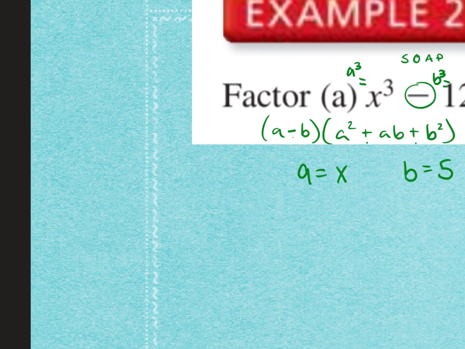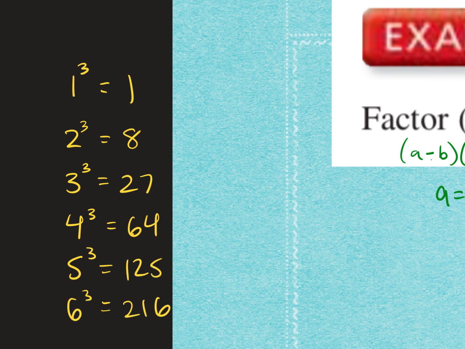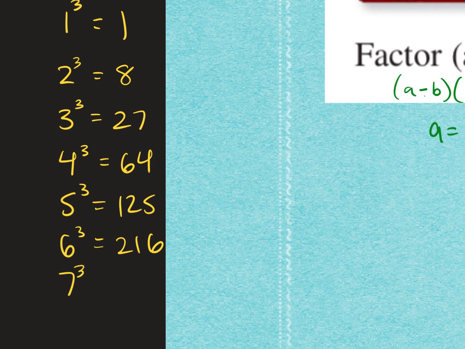So some common cubes, I'll write those on the side over here because we'll see them again and again. 1 to the 3rd power is 1. 2 to the 3rd power is 8. 3 to the 3rd power is 27. 4 to the 3rd power is 64. 5 to the third power is 125. And 6 to the third power is 216. These are pretty common ones that you'll see. I think 7 to the third power might also come up too, which is 343. So these are just helpful to know.